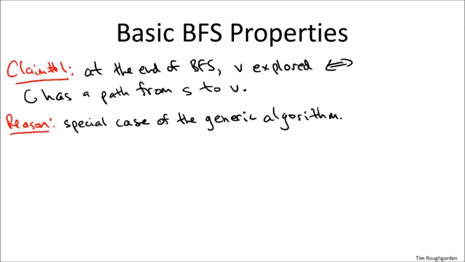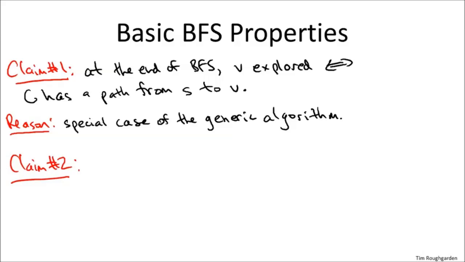If something's marked as explored, it's only because you found a sequence of edges that led you there. So the only way you mark something as explored is if there's a path from S to V. Conversely, to prove that anything with a path from S to V will be found, you can proceed by contradiction. You can look at the part of the path from S to V that BFS does successfully explore, and then you get asked, why didn't it go one more hop? It never would have terminated before reaching all the way to V.